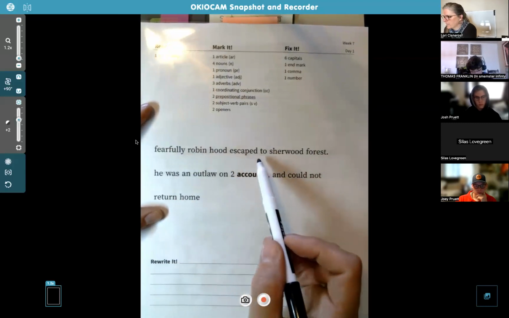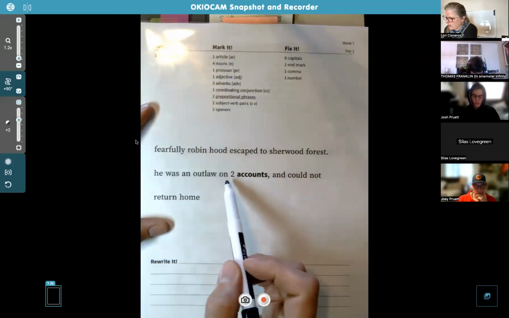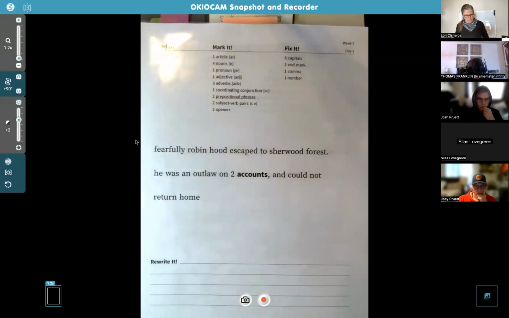Fearfully, Robin Hood escaped to Sherwood Forest. He was an outlaw on 2 accounts and could not return home. All right, accounts is our vocabulary. Basically, accounts means reasons, okay?